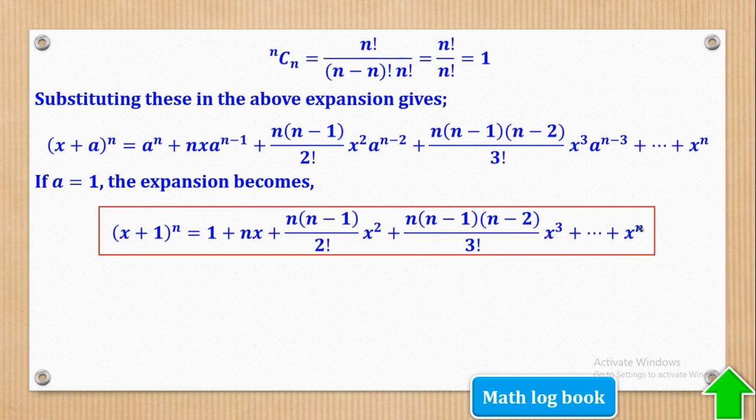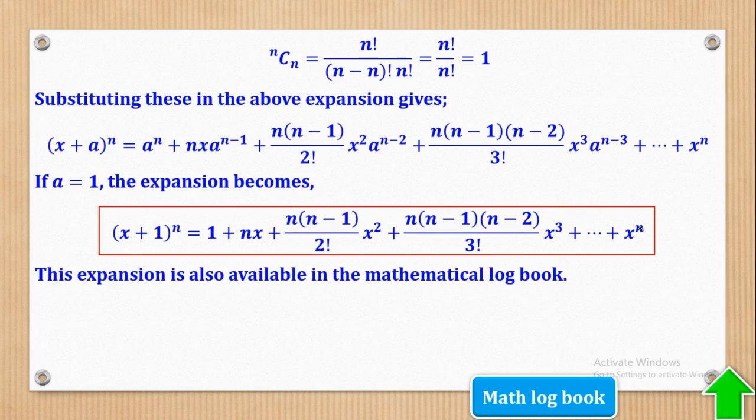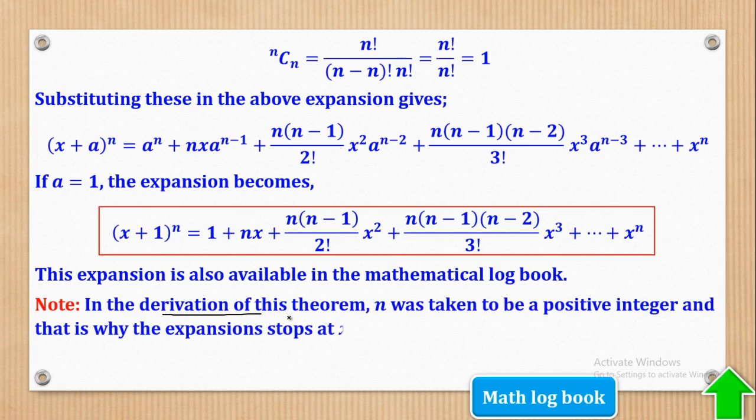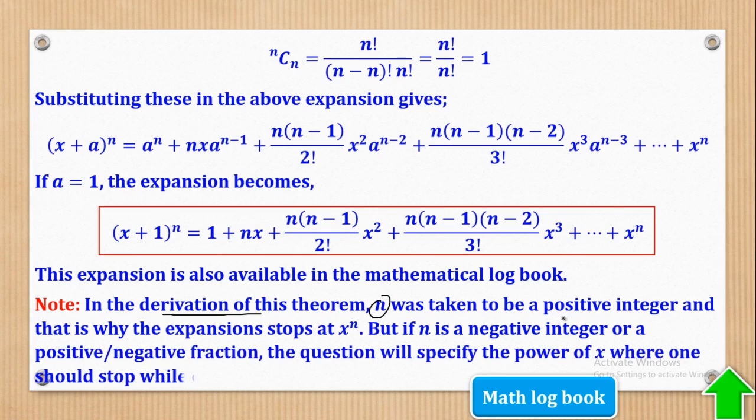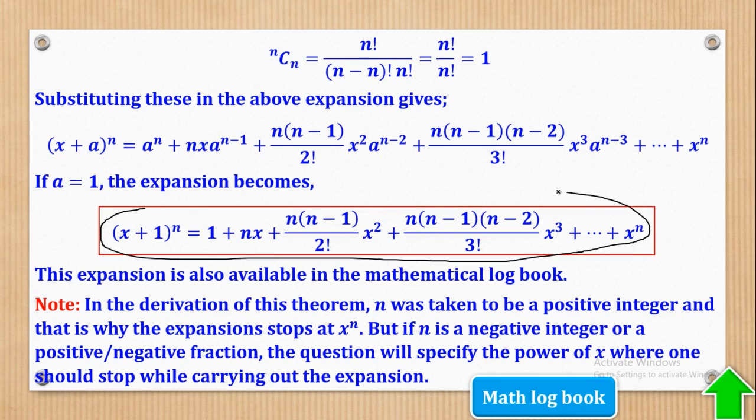So there's something we need to remember. We already saw that this is available in the mathematical logbooks, but there's something we need to note: in the derivation, this theorem n was taken to be a positive integer. I think you remember that when we were starting our derivation, because you cannot use n when it is a fraction. But what should be at the back of your mind is that this n can be any value. It can be a fraction, it can be a negative integer, or it can be a positive integer.